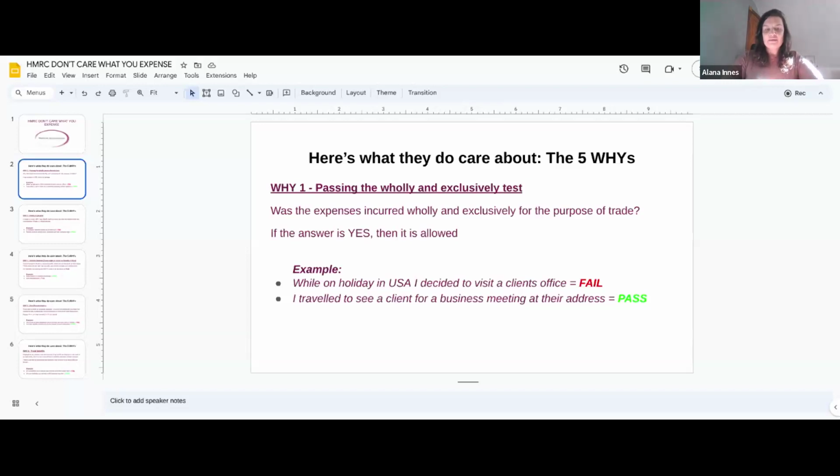So on a regular basis as well, if you're traveling to see a client for business meetings at their address, so you have got your main business address and you're traveling to a client's business address, then this is an allowable expense. So it's wholly and exclusively, and it passes the test then.